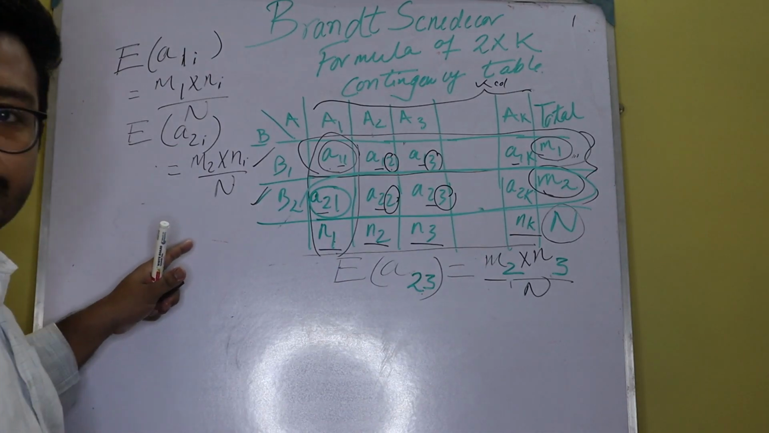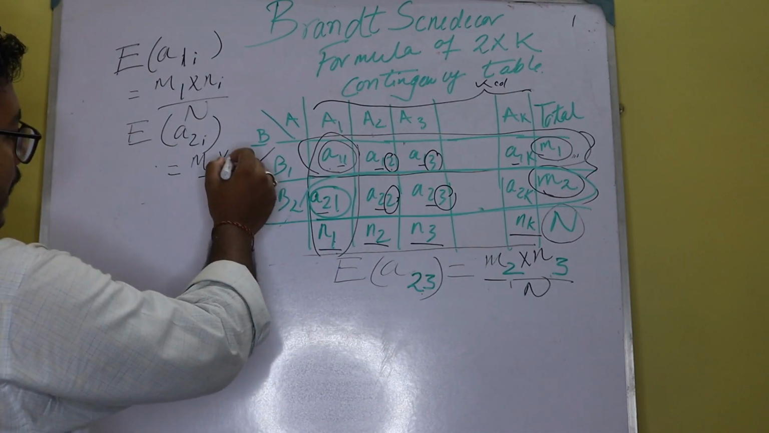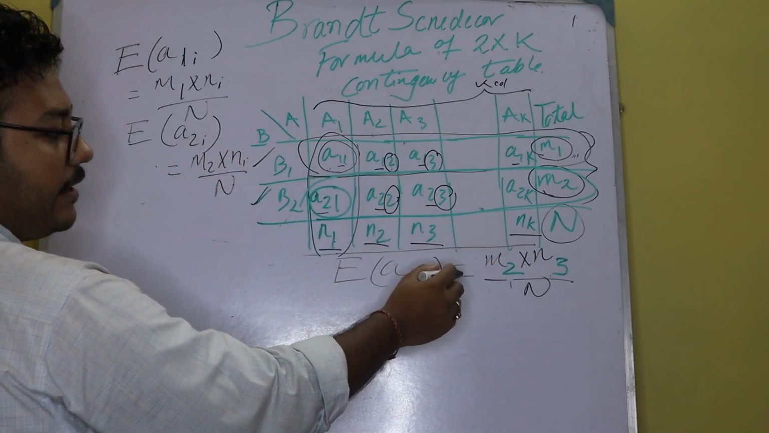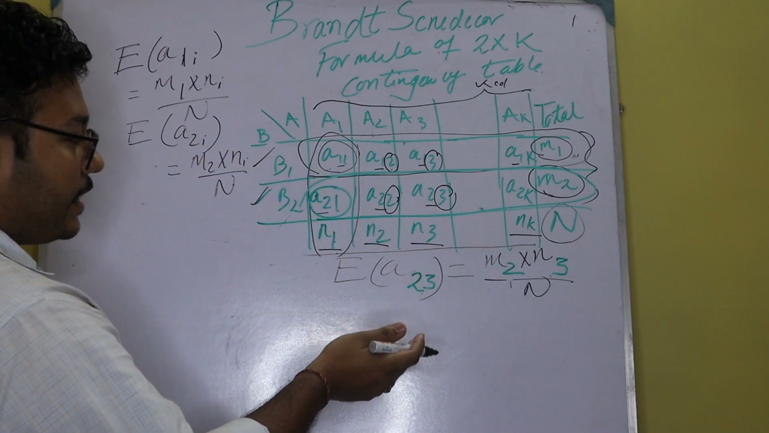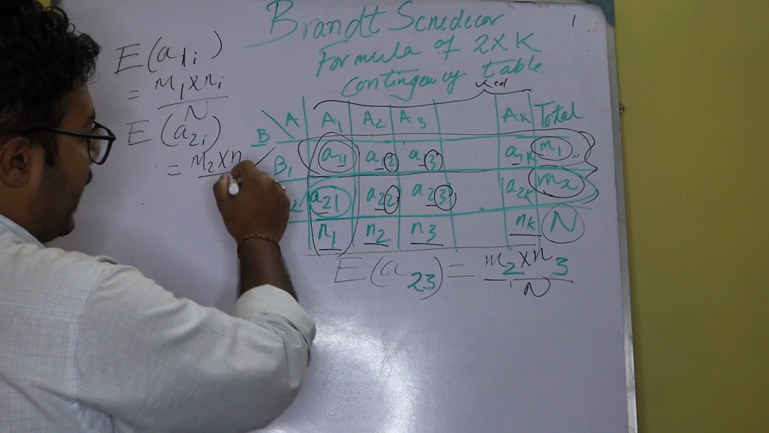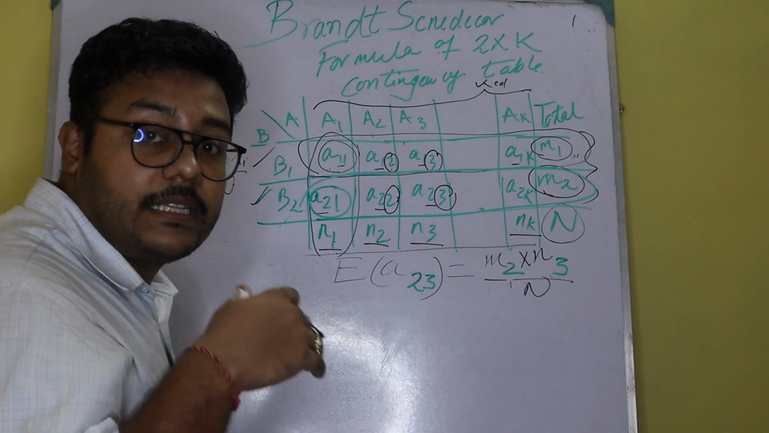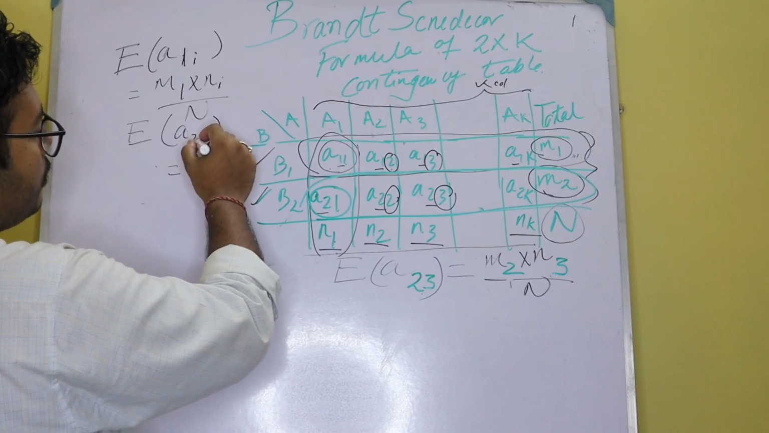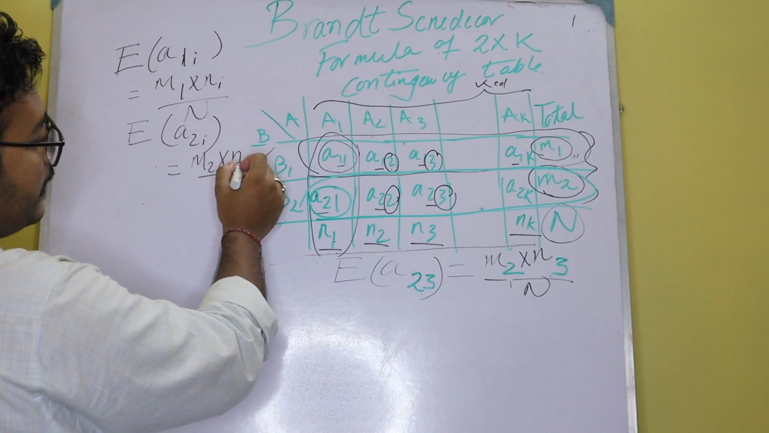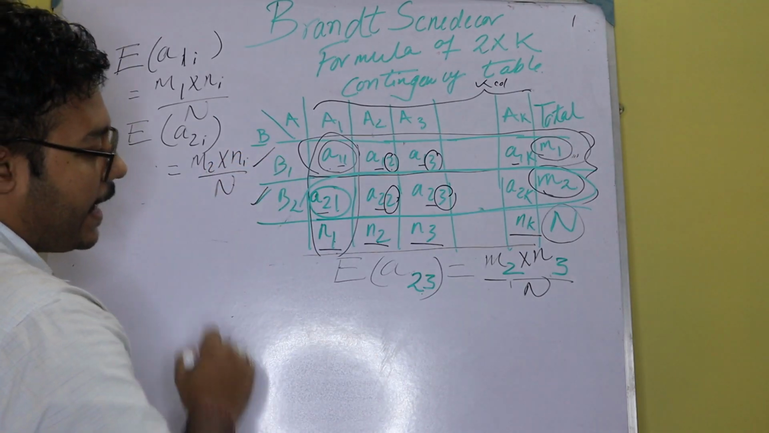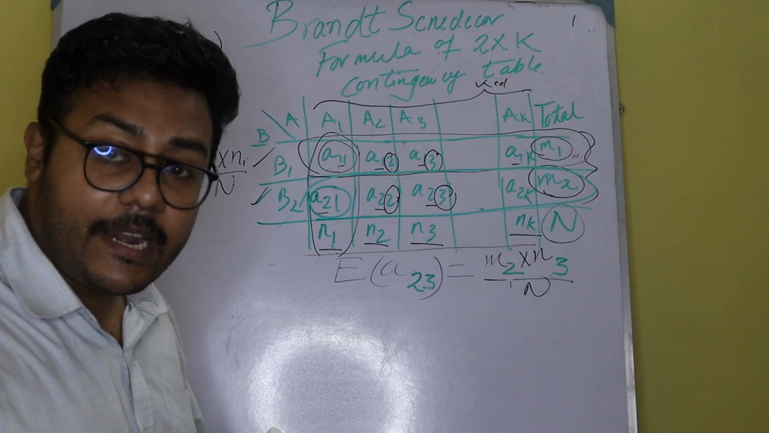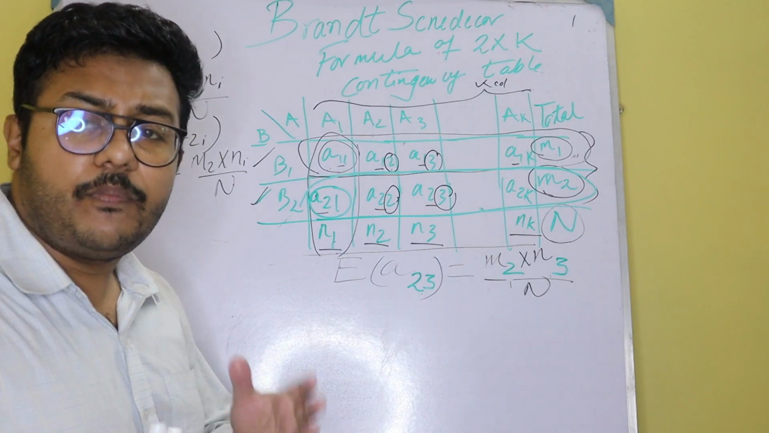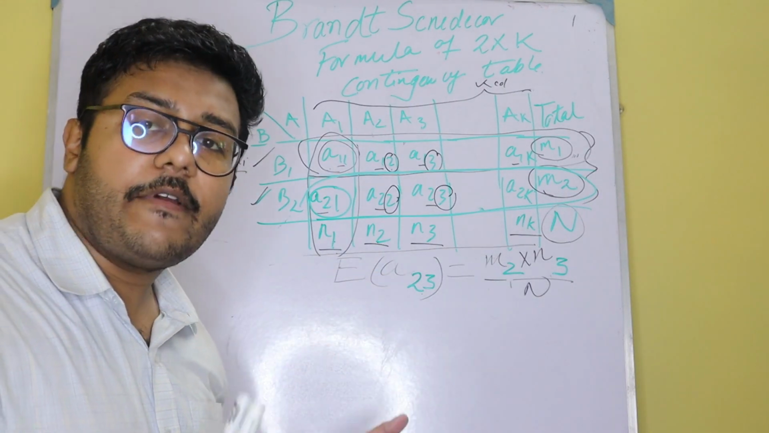See here. Here m2, as I have shown here, will remain the same as it is the sum of the second row, and ni will vary because the column is varying. So this is E of a2i, that is m2 into ni by N. I hope it's clear up till this part. Now, if you have not understood anything, please comment in the comment section. I will give you a reply.